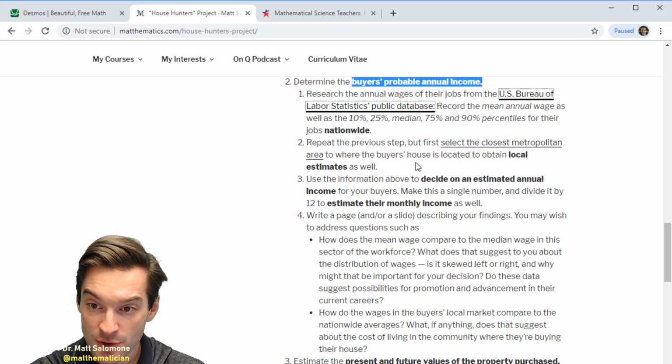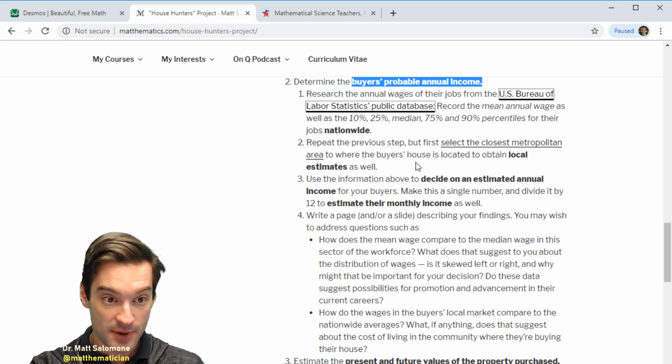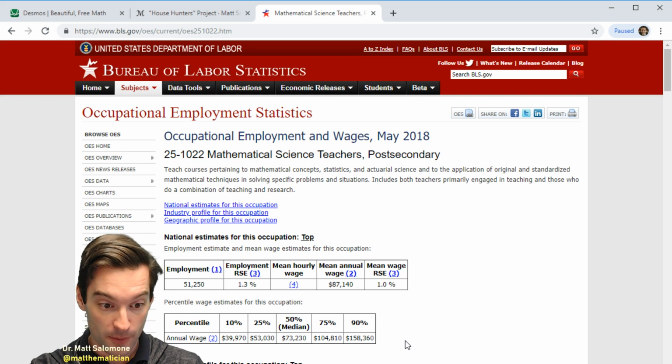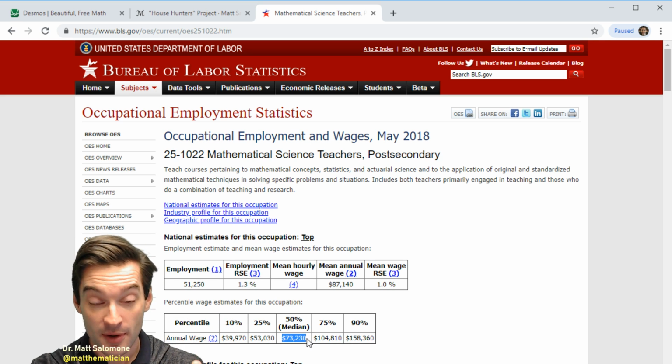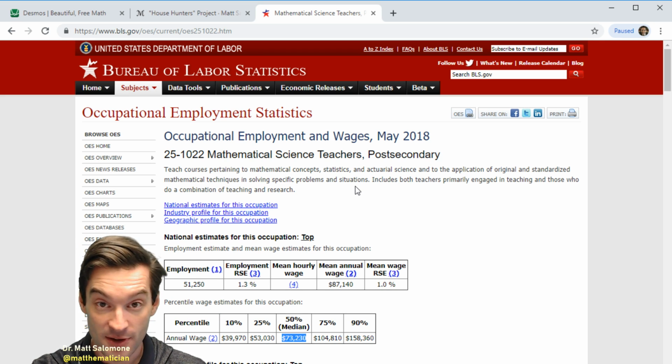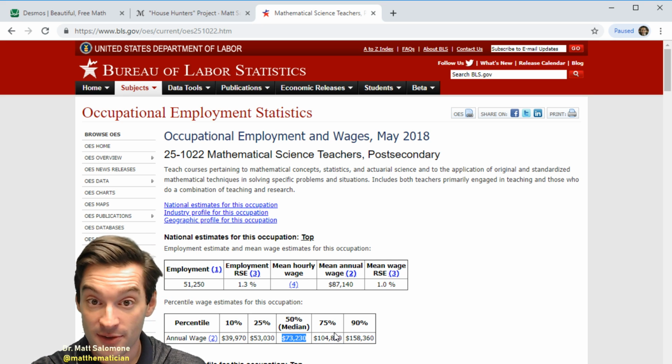So if you do that without choosing a geographic region, what you get is a nationwide average. So the process that I just went through gives me the nationwide average across the whole U.S. Half of mathematical science teachers at the post-secondary level are making more than $73,230. The other half are making less than $73,230.